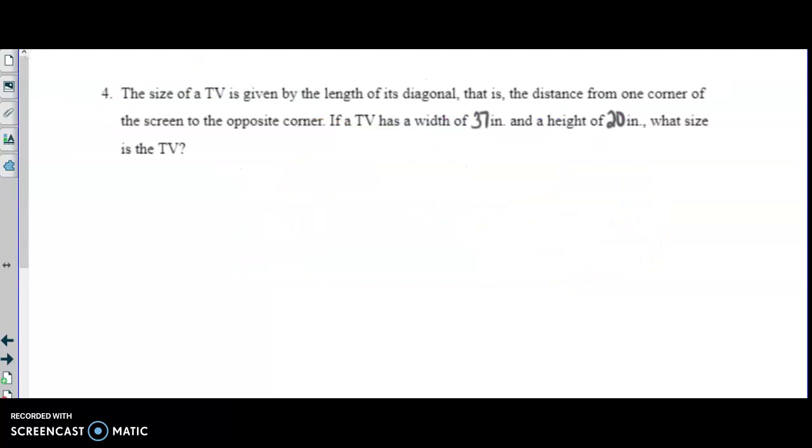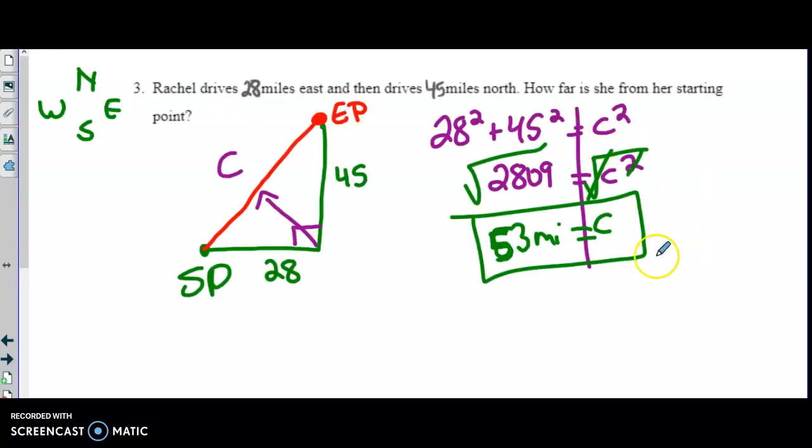All right, and remember, I should be saying this every time, I haven't been, but when you take the square root, every square root has a positive and negative answer, but you can't drive negative 53 miles, so we only leave the positive answer.